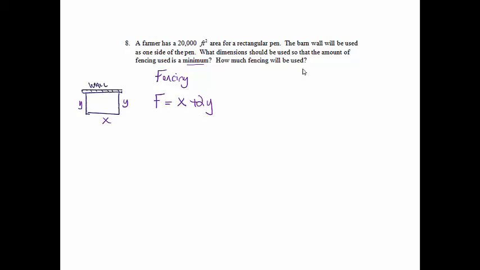Then I ask myself the question, do I need to take a side trip? Yes, I do, because I have more than one variable. So now I just need to look at the information to help me out. I'm given 20,000 feet squared, which is an area. So the area of that rectangular region would be xy, and I know that it equals 20,000. I'm going to solve that for x by dividing both sides by y. So now that's what's going to get plugged in for the x.